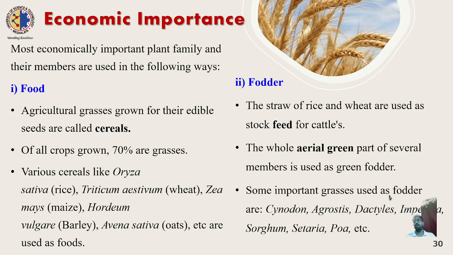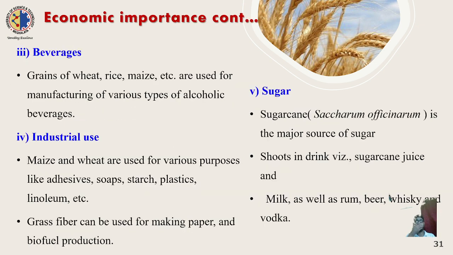fodder for the cattle, like some Cynodon, some Agrostis, some Imperata, Sorghum species, Setaria, Poa. These are some common species which we grow as fodder crops. Then the third important economic importance of this family is beverages. So grains of wheat, rice, millets, and maize are used for the local manufacture of beers and alcoholic beverages.